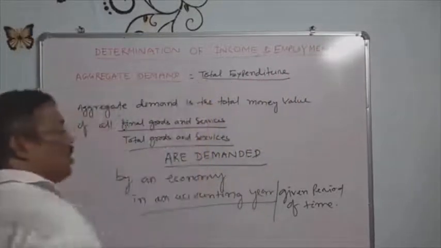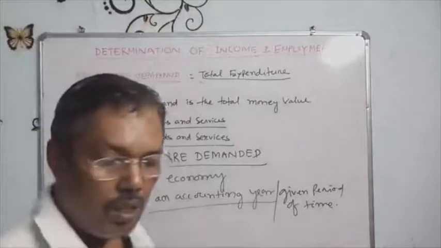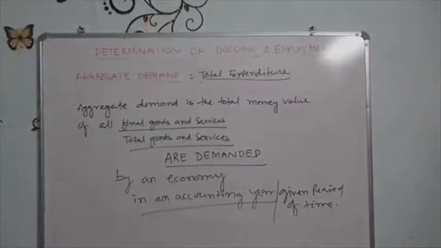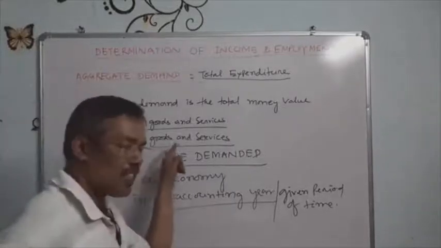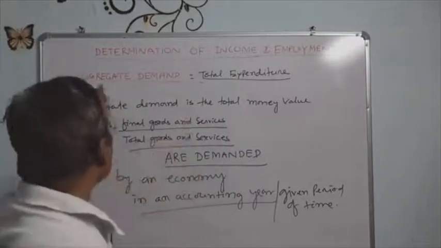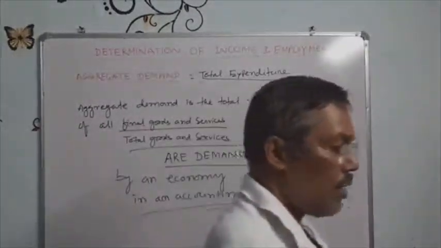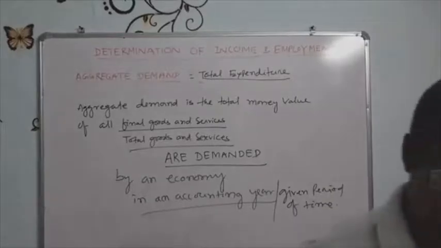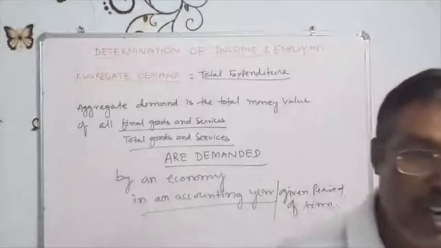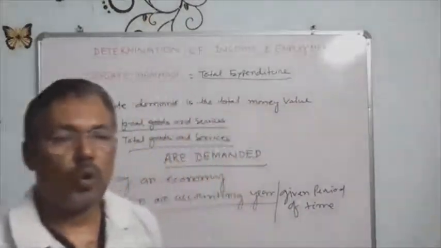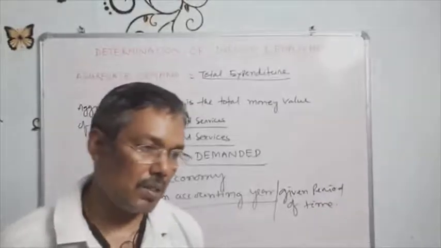Total expenditure in an economy. Total expenditure here, what the society or the community or the country wants to spend that money on goods and services in an accounting year, is known as aggregate demand. It means the amount the society or communities intend to spend in an accounting year is known as aggregate demand.